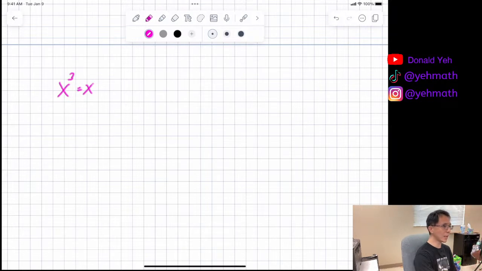Now, another more crazy thing I see is you cube root both sides, and that's just going to be cube root of x, and you become x equal to cube root of x, and that doesn't go anywhere.